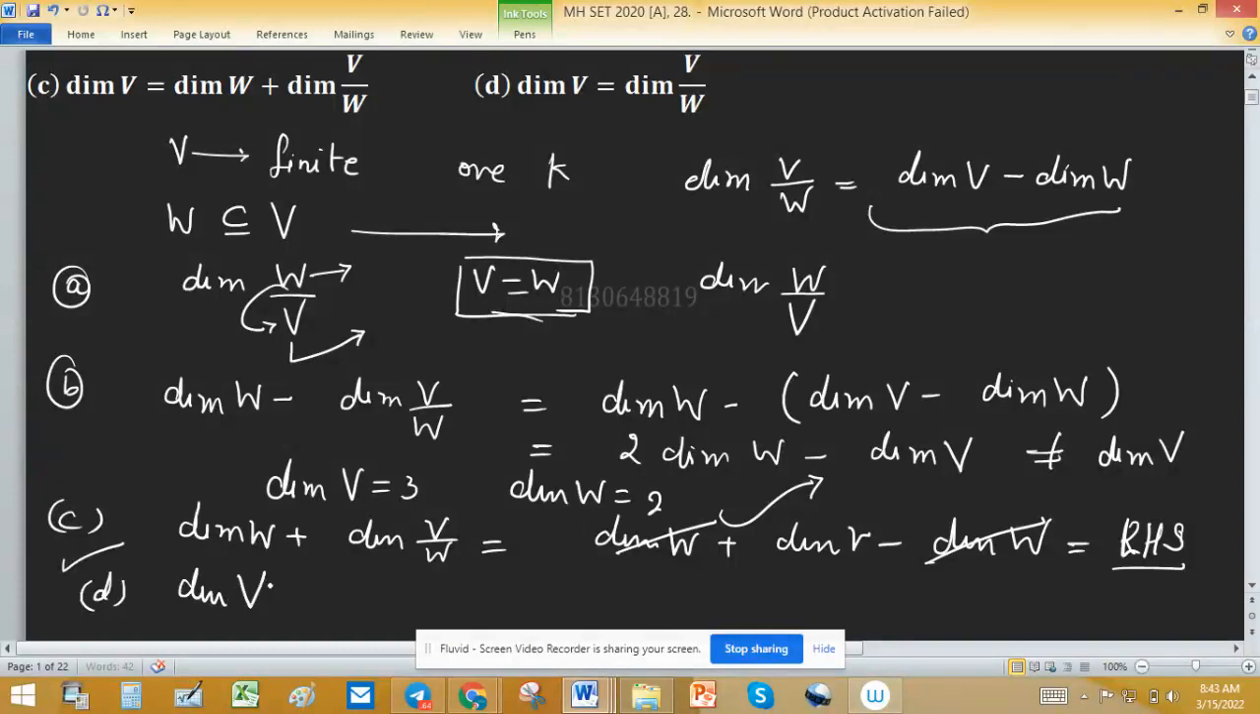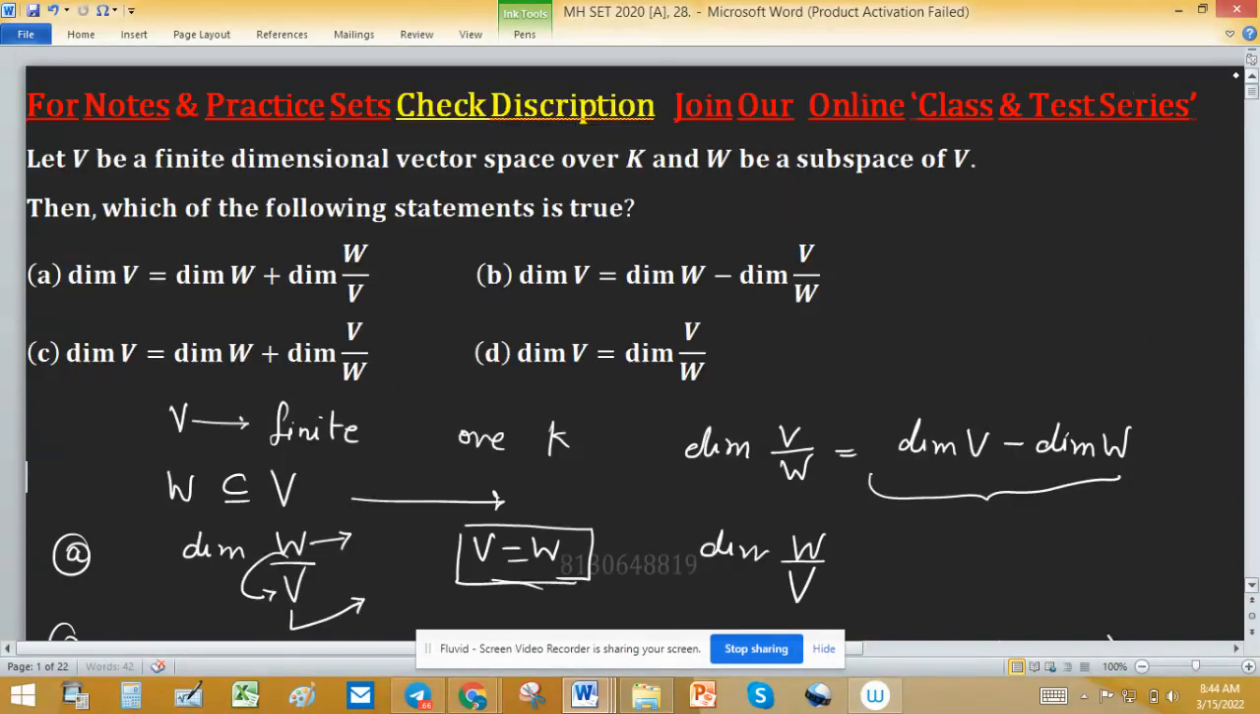dimension of V equals dimension of V over W. We have to check this one. The right hand side can be written as dimension of V minus dimension of W, and this cannot be the same as dimension of V. So option D is also discarded. So the correct option is option C.